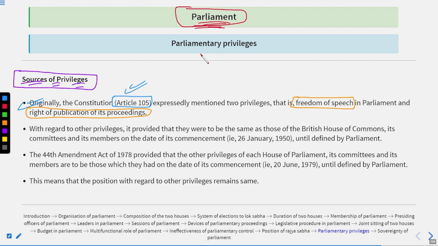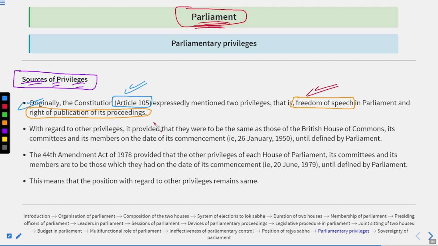No. Clear? That's why it becomes highly important that the freedom of speech in Parliament must be available for all. It doesn't matter whether the member belongs to a party which has fewer seats or more seats. The person must have the freedom of speech in an equal manner. First thing is that.